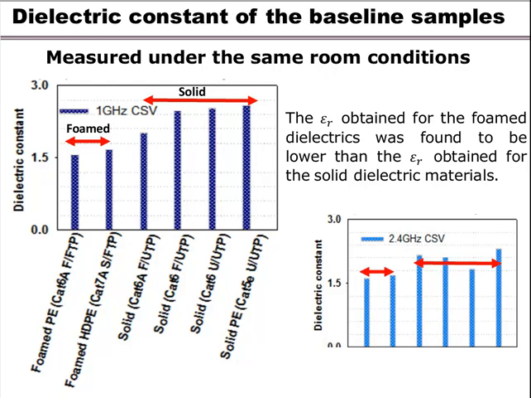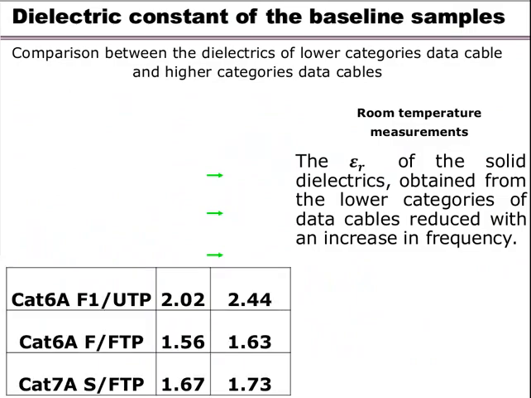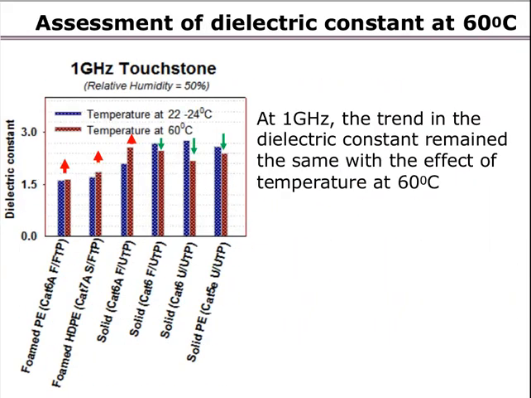The lower dielectric constant of the foamed material indicates the reason for the foaming of the dielectrics. This trend was consistent for the 2.4 GHz case and the 5 GHz case. The results of the assessment of the dielectric constant at 60 degrees C are shown on this slide.